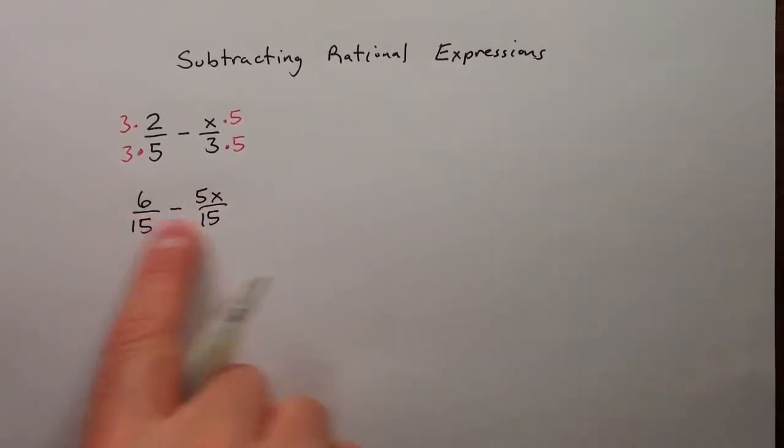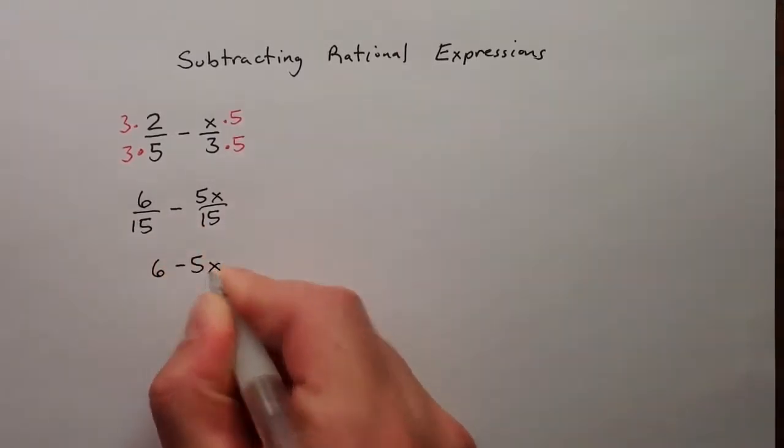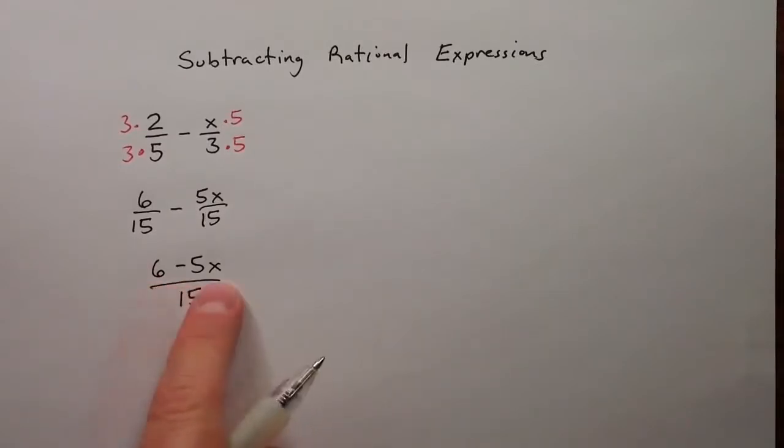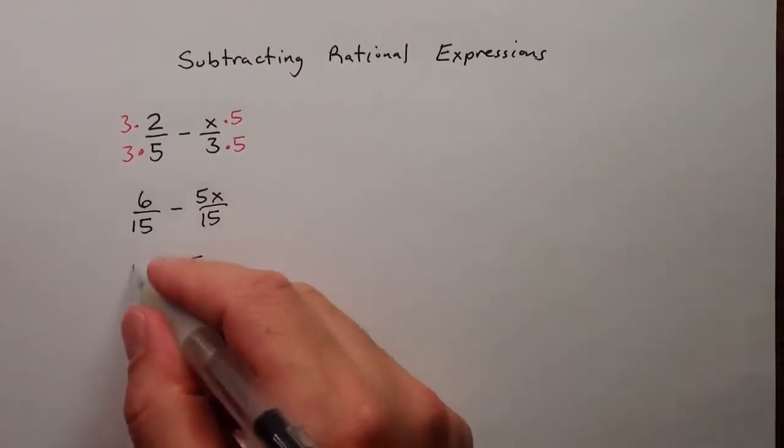And now I can simply subtract those numerators. So I get 6 minus 5x over 15. And because there's a variable up top, the x, and the 6 does not have that variable, I can't do anything more. That's my final answer.